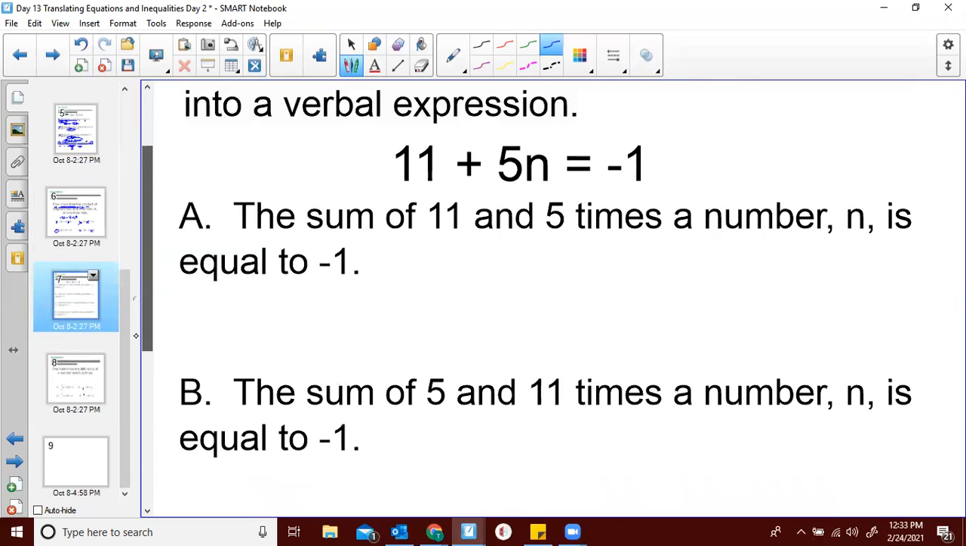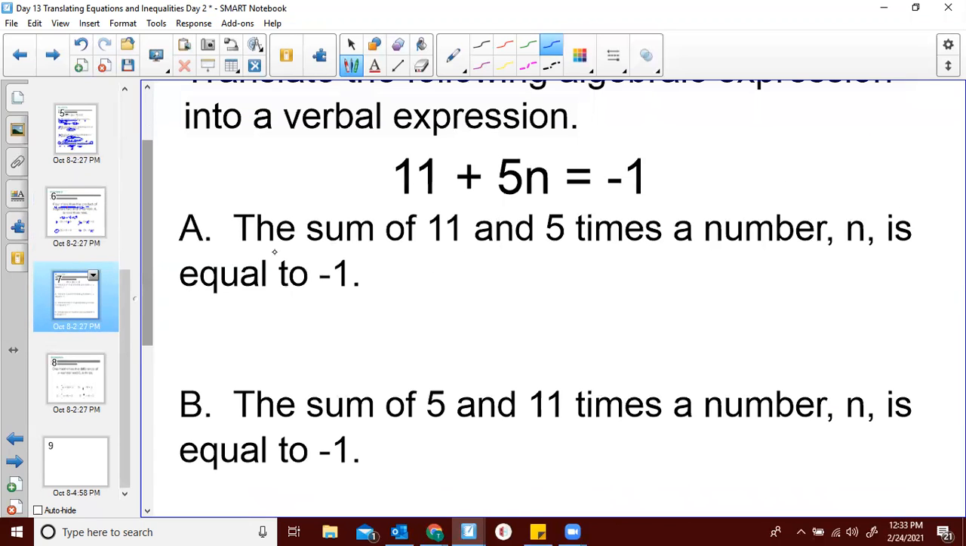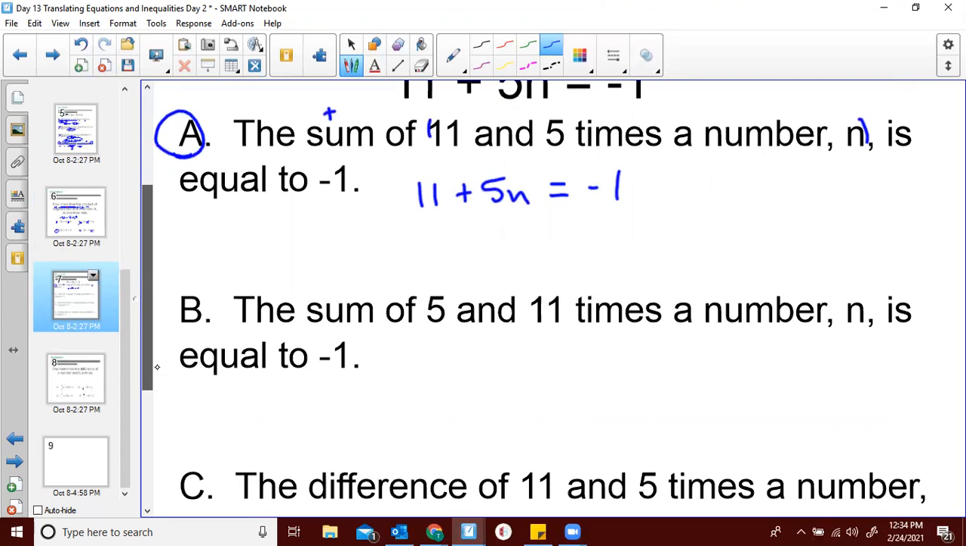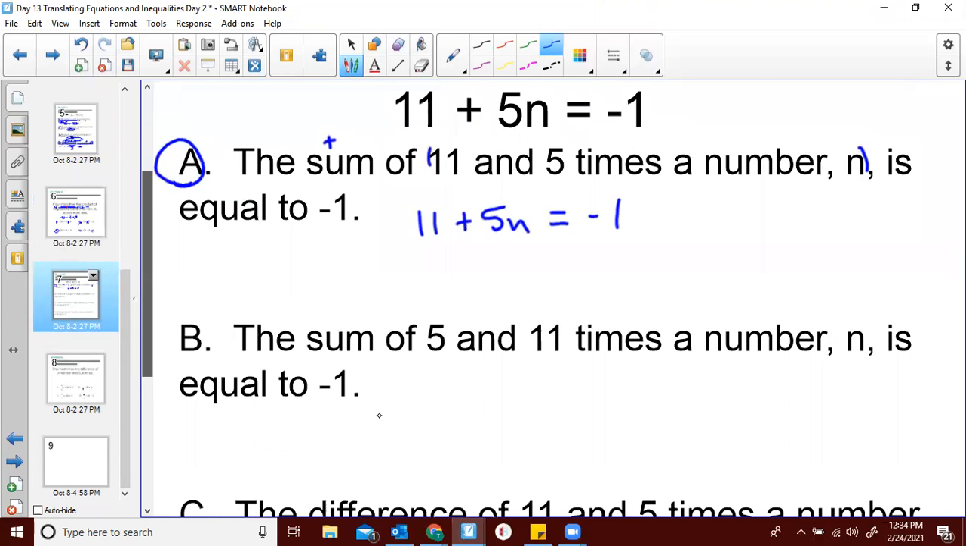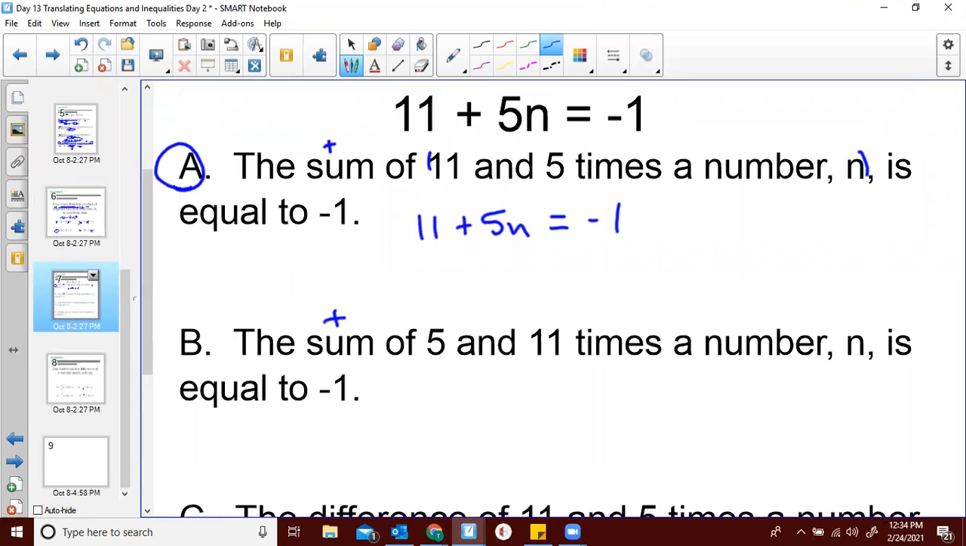All right, so with this one, same thing, just do them by A, B, C. So A, the sum of 11 and 5. So sum means we're adding, and we're going to add 11 and 5 times the number n. So 11 plus 5n, and that's going to equal -1. So right away, we get our answer A, but we're going to check the rest of them just to make sure. So again, we have sum of 5 and 11 times the number n.